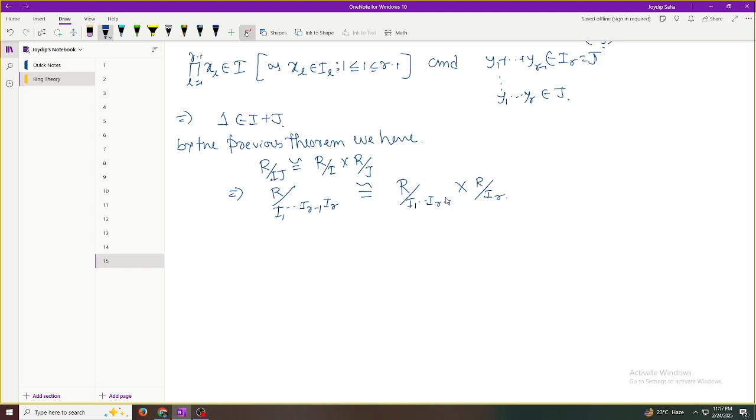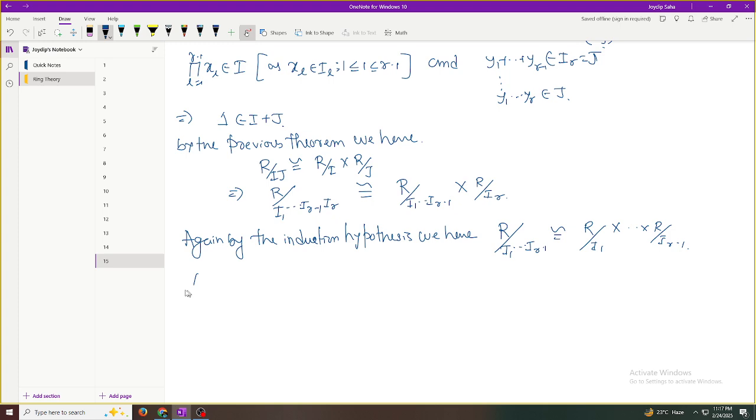And again, by the induction hypothesis, we have R mod isomorphic to, therefore, and we are done.